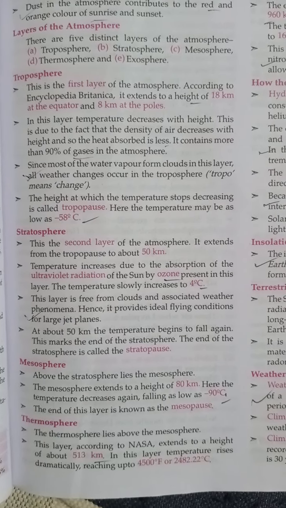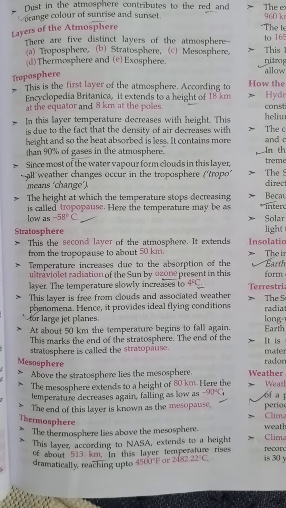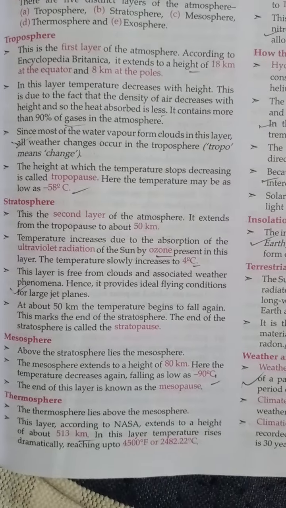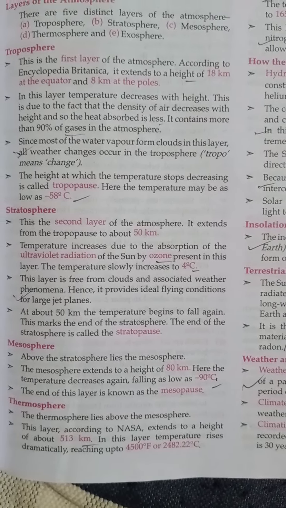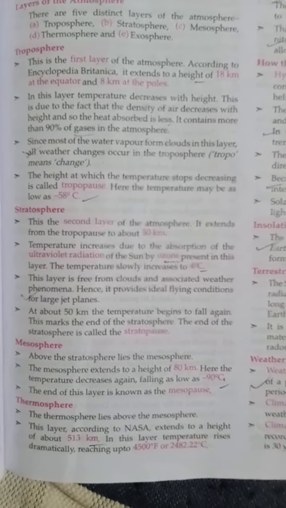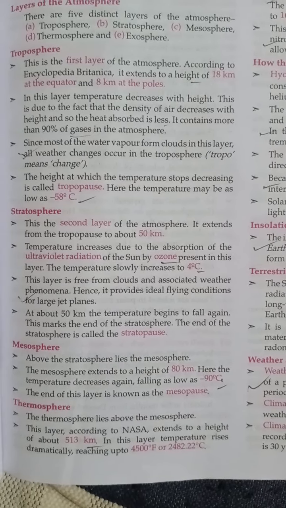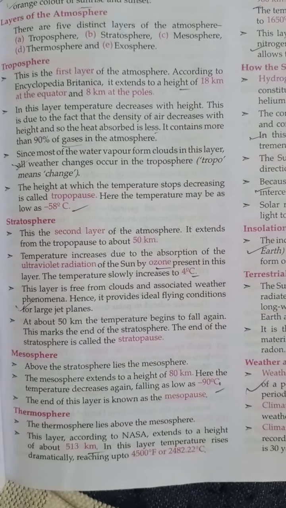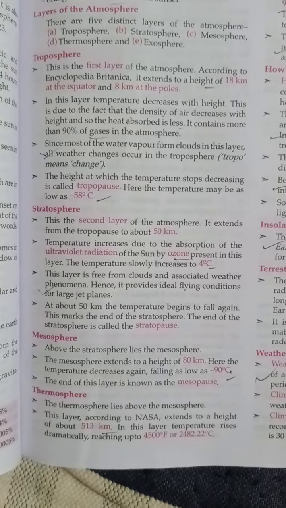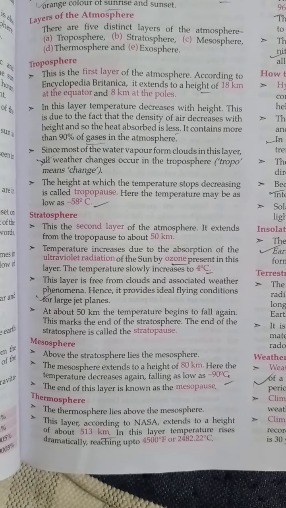Stratosphere. This is the second layer of the atmosphere. It extends from the tropopause to about 50 kilometers. Temperature increases due to the absorption of the ultraviolet radiation of the sun by ozone present in this layer. The temperature slowly increases to 4 degrees Celsius. This layer is free from clouds and associated weather phenomena, hence it provides ideal flying conditions for large jet planes.